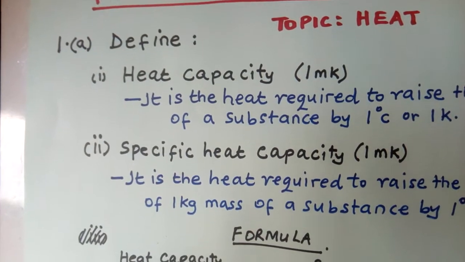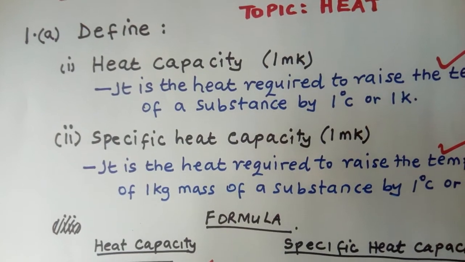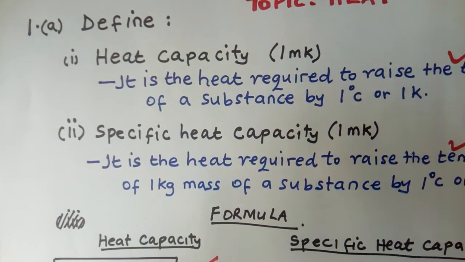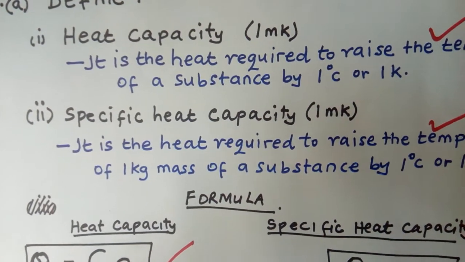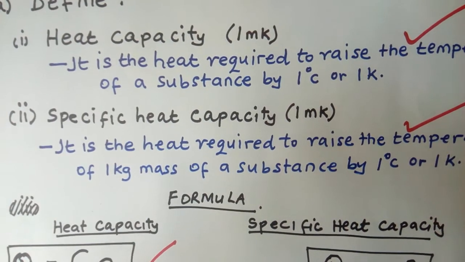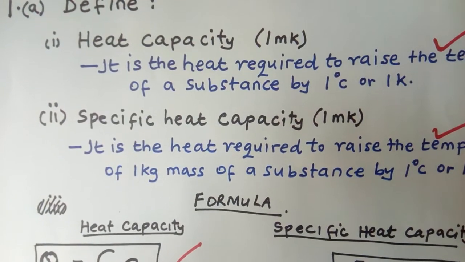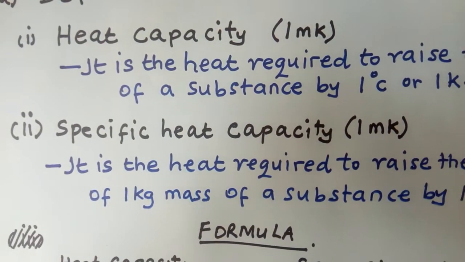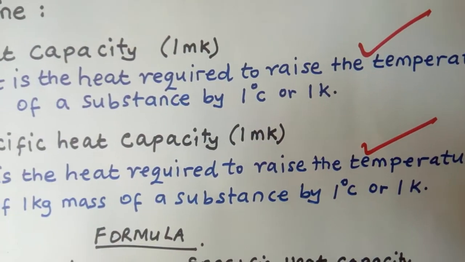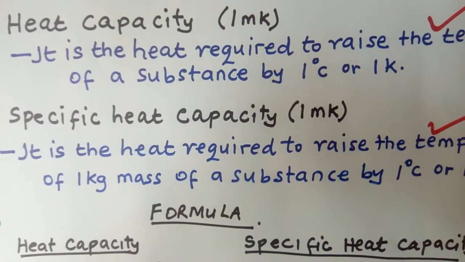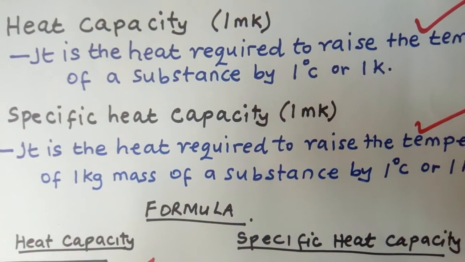As the word says heat capacity, it means it is the amount of heat. Now, when you have an object and you heat that object such that the temperature of that object increases by either 1 degree Celsius or 1 Kelvin, then the amount of heat you have used is called heat capacity. So heat capacity is defined as the heat required to raise the temperature of a substance by 1 degree Celsius or 1 Kelvin. Temperature is measured in Kelvin as the SI unit.